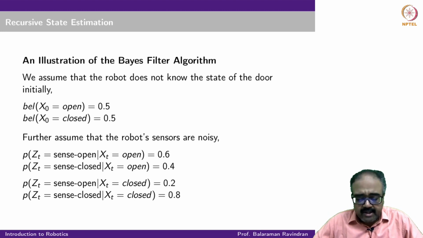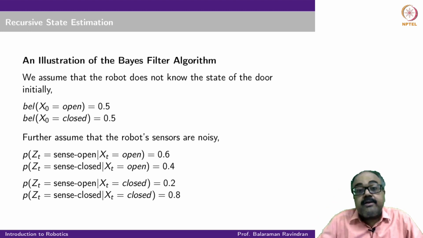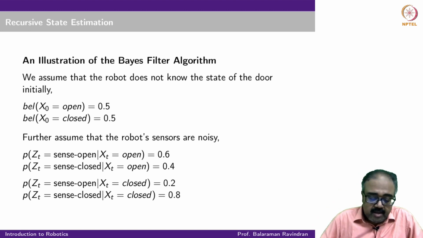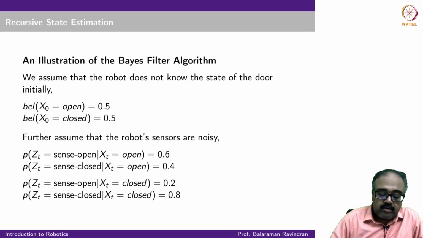Now I'm going to look at the dynamics of the world. So I need to know the sensor model, and I also need to know the motion model, if you remember. For the sensor model, I'm going to assume that the camera is a little noisy. So even if the door is open, there's a small chance that I might sense the door as being closed. So how do I encode that?